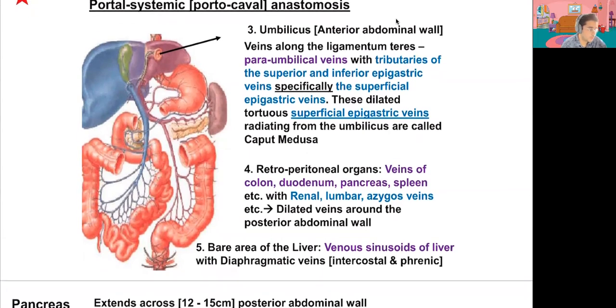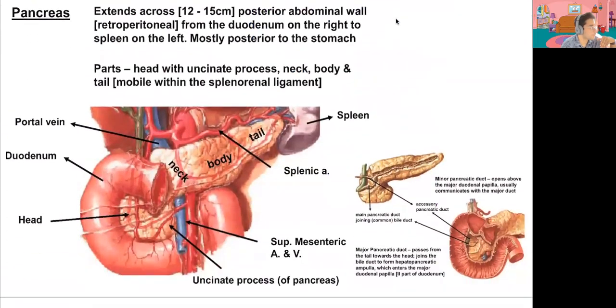Retroperitoneal organ issues, they don't ask about this often, but it's the veins of the colon, duodenum, pancreas, and the spleen that deal with the renal, lumbar, and azygos veins. Not often asked about, so don't even trip about that. Okay, pancreas, this is what I was looking for. Oh my God, there it is.